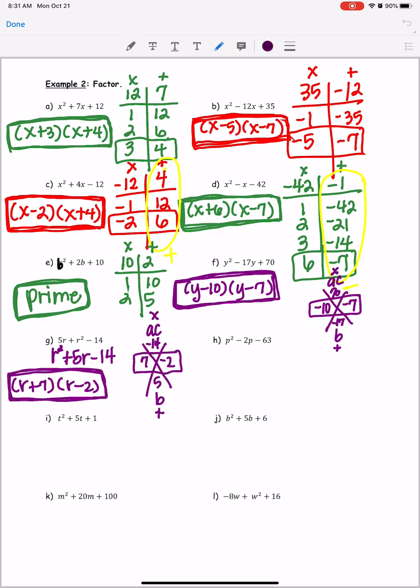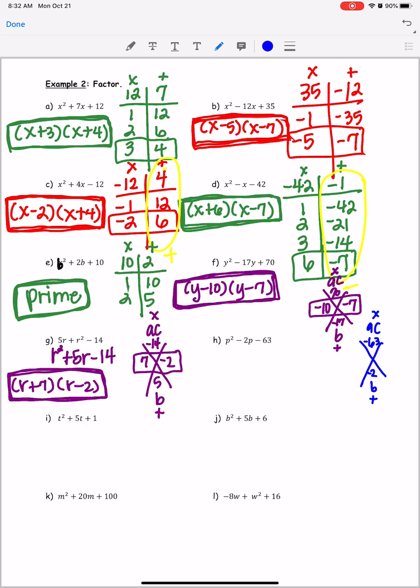Okay, H. This one is in the correct order. You've got your squared, your p, and then your constant, so let's go straight into that X. My A times C is 1 times negative 63. My B term is this middle one, which is a negative 2. So what adds up to negative 2 but multiplies to a negative 63?